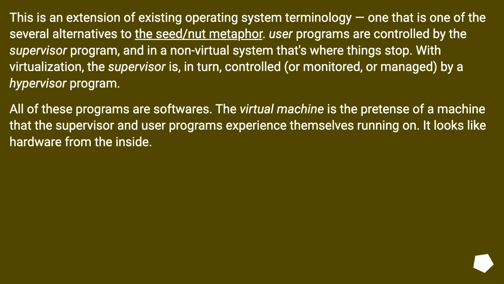This is an extension of existing operating system terminology, one that is one of the several alternatives to the seed/nut metaphor. User programs are controlled by the supervisor program, and in a non-virtual system that's where things stop. With virtualization, the supervisor is, in turn, controlled, or monitored, or managed, by a hypervisor program. All of these programs are software. The virtual machine is the pretense of a machine that the supervisor and user programs experience themselves running on. It looks like hardware from the inside.